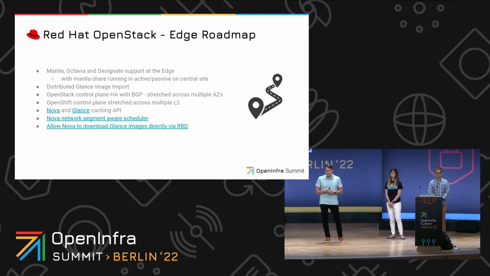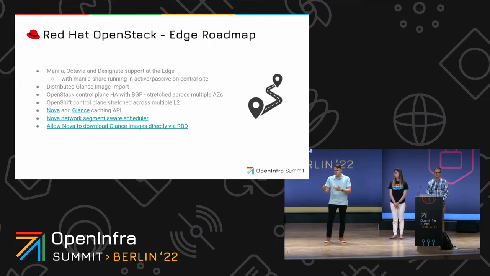These are some of the features that will help us to remedy that. Today, things like Manila, Octavia, or Designate, so load balancer as a service, DNS as a service, and some of the storage services, do rely on being in a single AZ, right? So that might create a single point of failure if you don't design it properly.